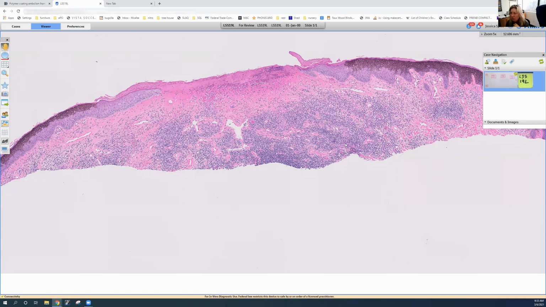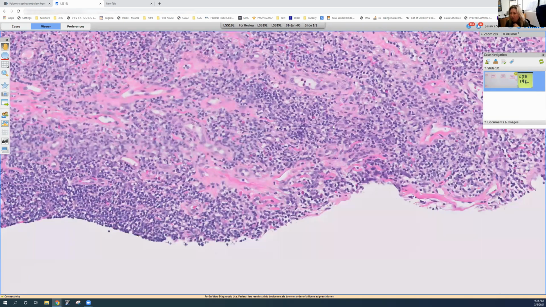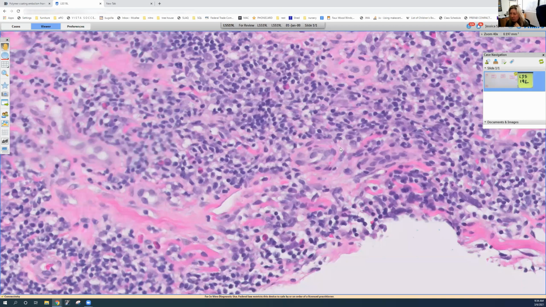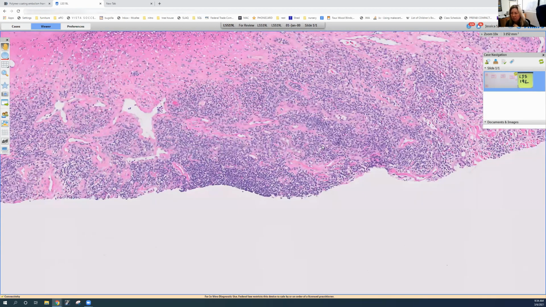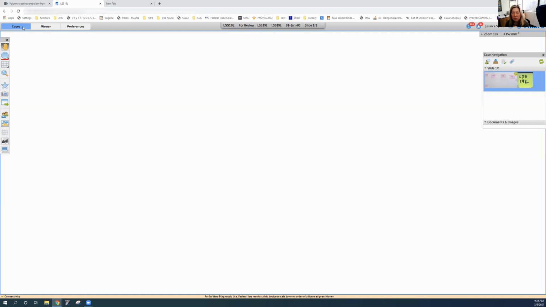You have to be careful when you look on high power. There can be large activated lymphocytes in these, which will be CD30 positive. And that does not mean that it's a CD30 positive lymphoproliferative disorder, such as lymphomatoid papulosis. However, there's quite a bit of histologic overlap between arthropod bite reactions and lymphomatoid papulosis, since they can both have large CD30 positive lymphocytes. All right, let's go into the next case.